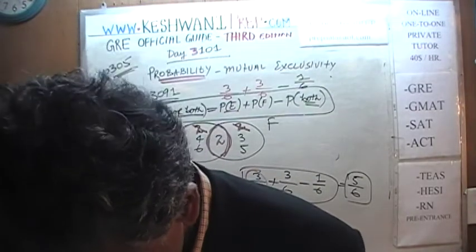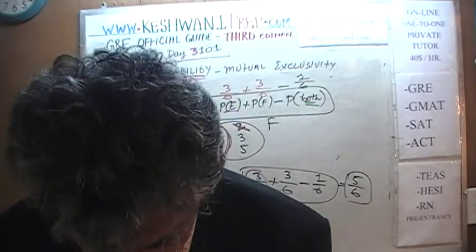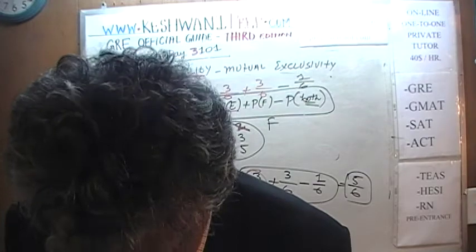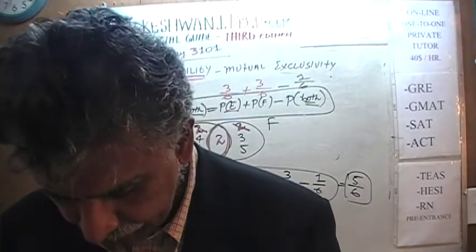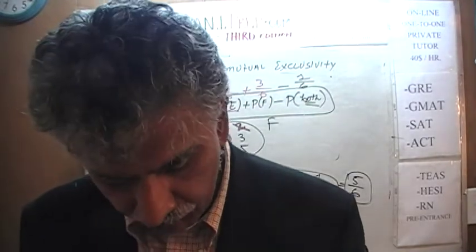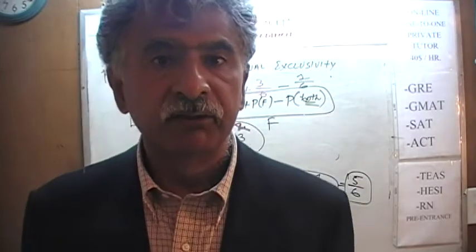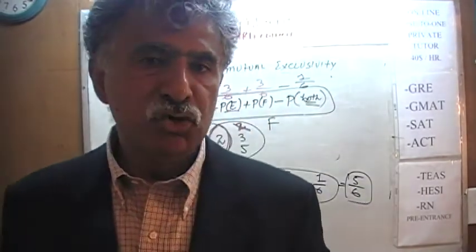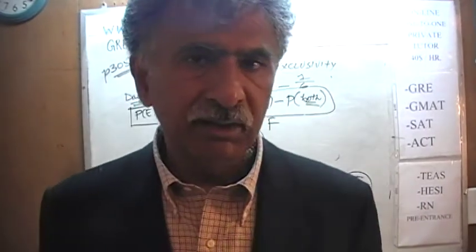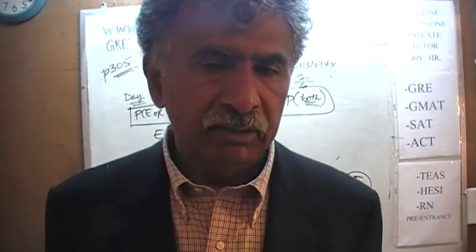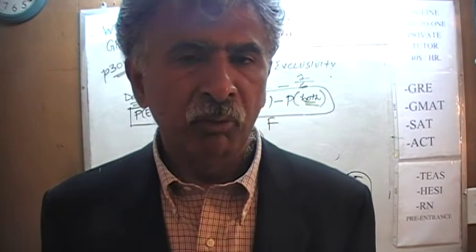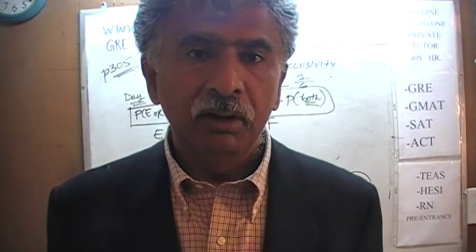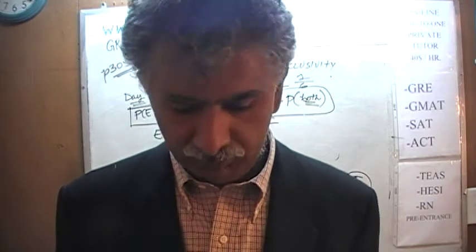Do you understand? I know we made a lot of fuss about it, but it's a simple concept, and we must understand it, otherwise it causes problems later on as we start doing more complicated stuff, because these are very fundamental concepts. The concepts of mutual exclusivity and independence are the two most basic, most fundamental, most vital, most essential concepts in the study of probability. Do you understand?